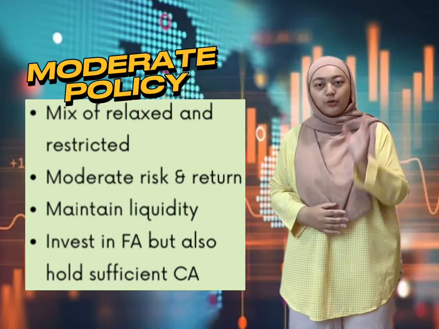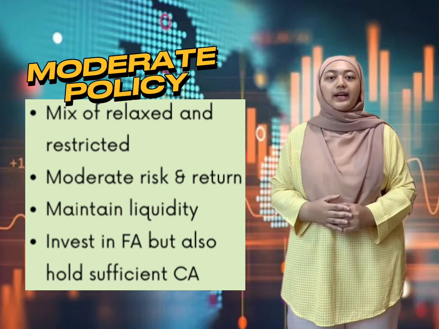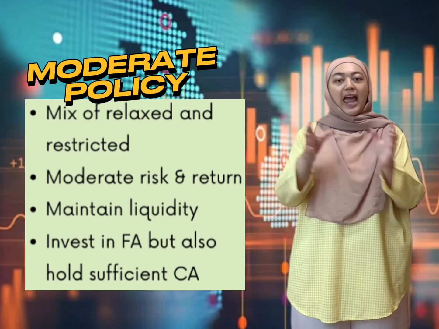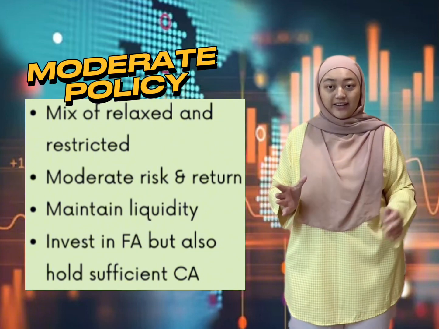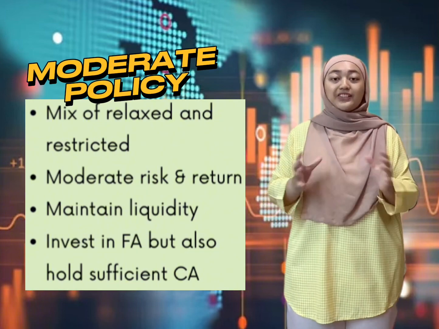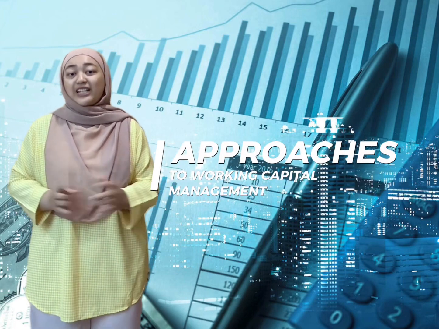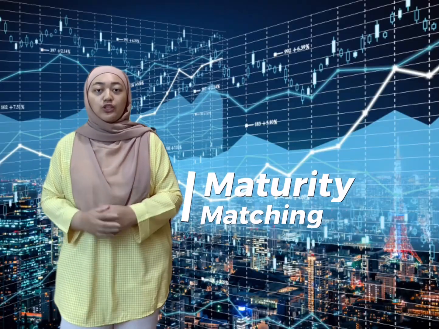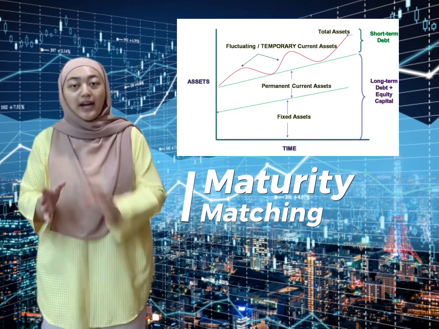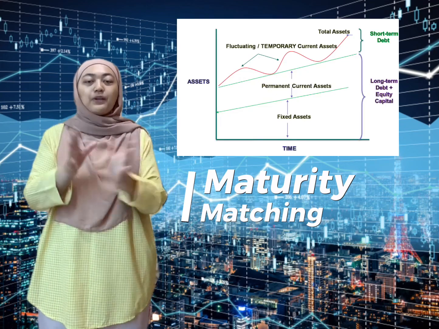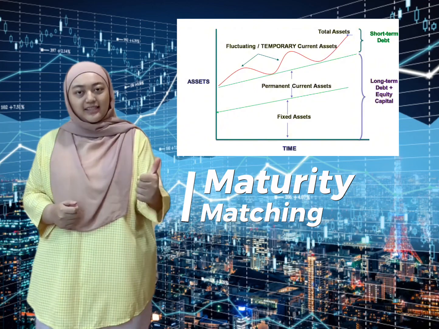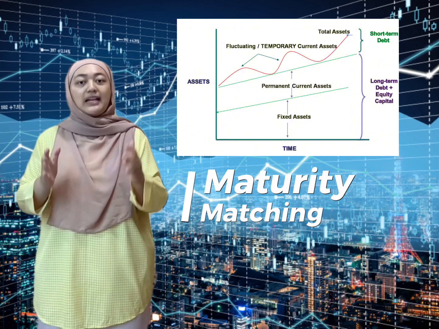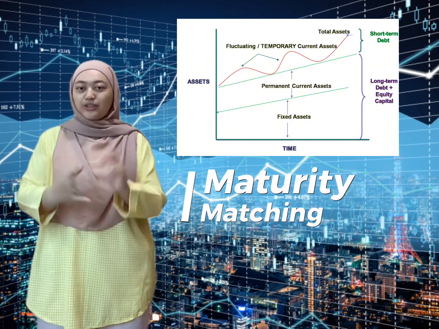The last one is moderate policy, which means the company operates in between restricted and relaxed policy. It maintains the current assets but also invests in fixed assets, resulting in moderate risk and return. Furthermore, the approaches or strategies to working capital management. The first approach is maturity matching, which uses short-term financing to finance only fluctuating or temporary current assets. Meanwhile, fixed assets and permanent current assets are financed by long-term debt, resulting in moderate return.